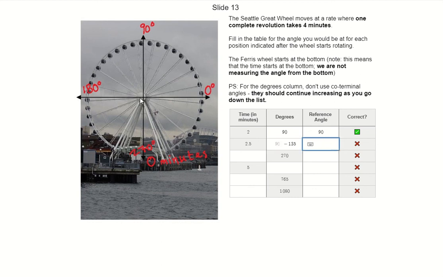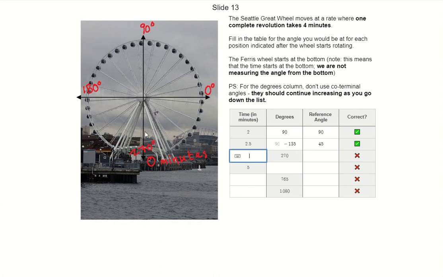And then the reference angle there, remember that's the angle that we just drew in our heads makes with the x-axis. So we know that we went 45 from 90 to 135, and we know that's halfway, so the other side of that angle, the angle it makes with this 180 line, is also 45.